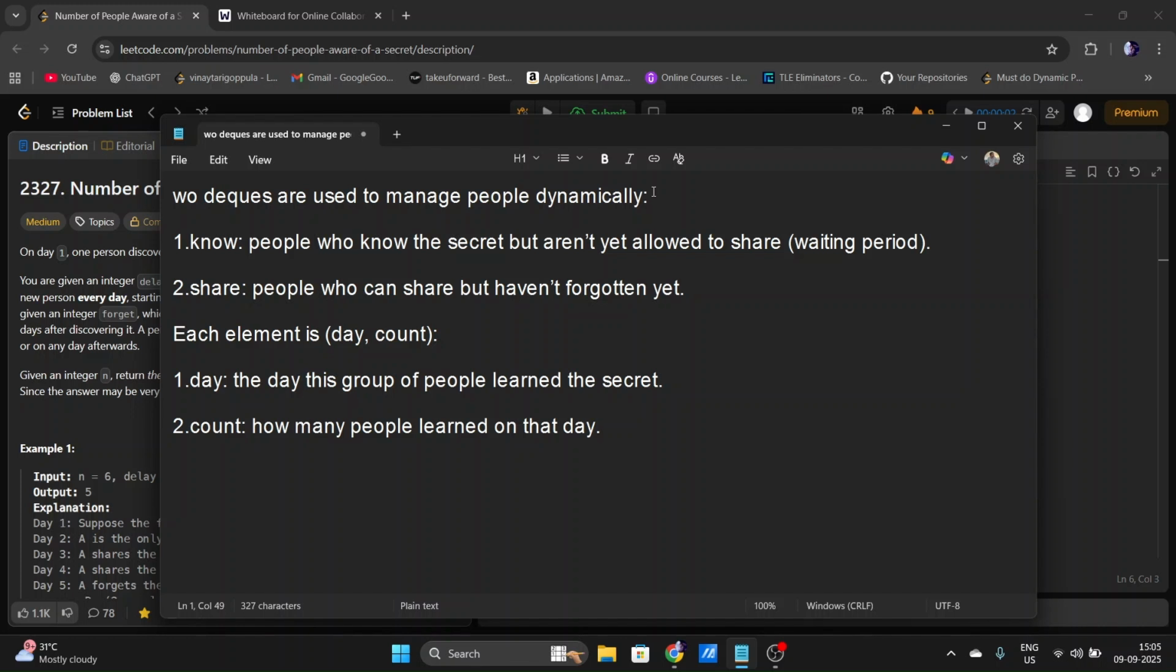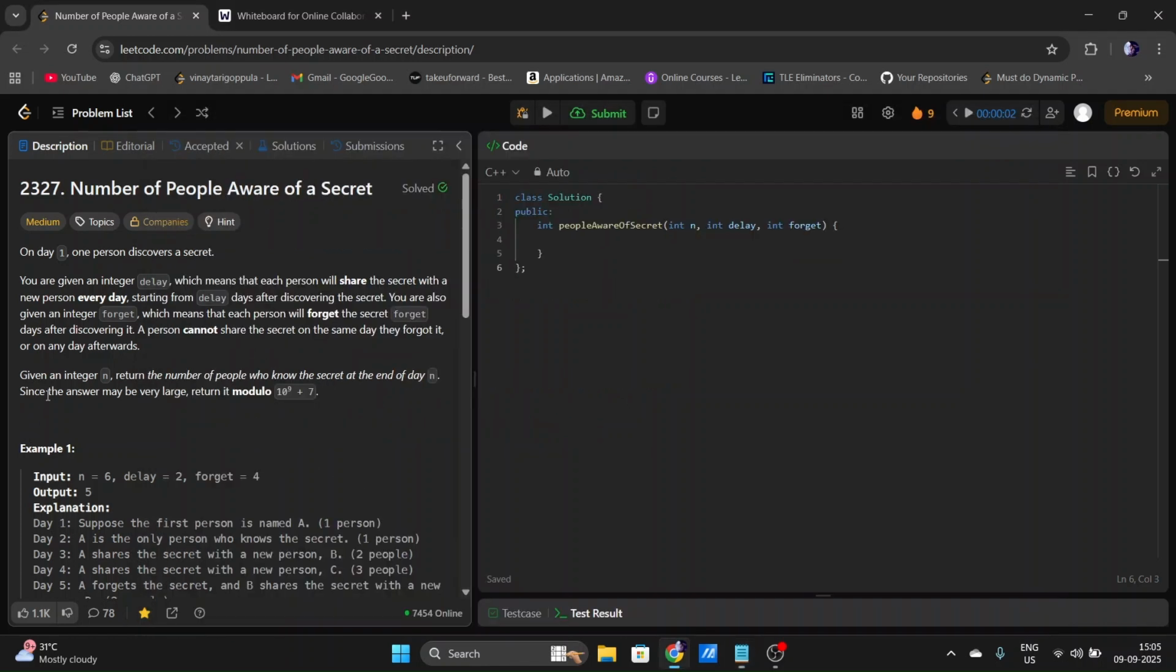For each element in the DQ we use a pair of int, that means two integers. One is day and two is count. Day is the day the group of people learned the secret, and count is how many people learned that secret on that day. By using these, we can calculate how many people know the secret at the end of the day.